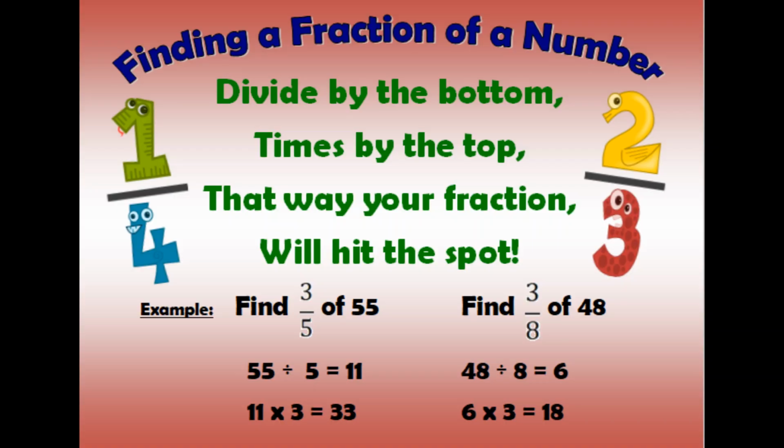So just to finish, just reminding you of this rhyme: divide by the bottom, times by the top. That's where your fraction will hit the spot. So you take your total, you divide it into the equal number of pieces that you need, and then you will multiply it by the numerator, the number at the top, which tells us the fraction amount that we now have. So you divide it by the denominator and you multiply it by the numerator.